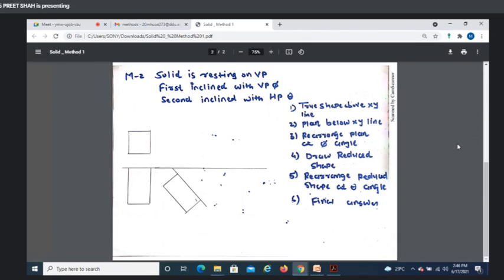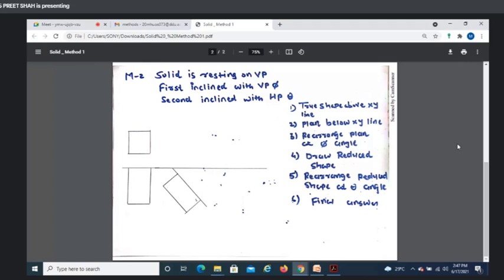Then what is the meaning of right solid and oblique solid? What is the difference between them? Right solid means the axis is perpendicular to the base. In an oblique solid, the axis is inclined to the base. Now, what is the meaning of regular solid? If the base has all equal sides, it is called a regular solid.